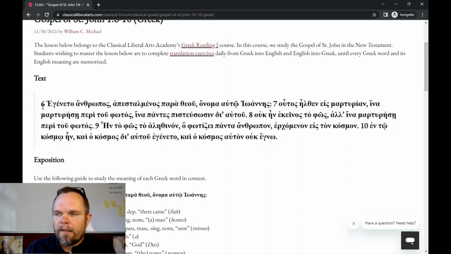Verse 9. En to phos to alethinon, ho photizei panta anthropon, erchomenon eis ton kosmon. Verse 10. En to kosmo en, kai ho kosmos di' autou egeneto, kai ho kosmos auton ouk egno.